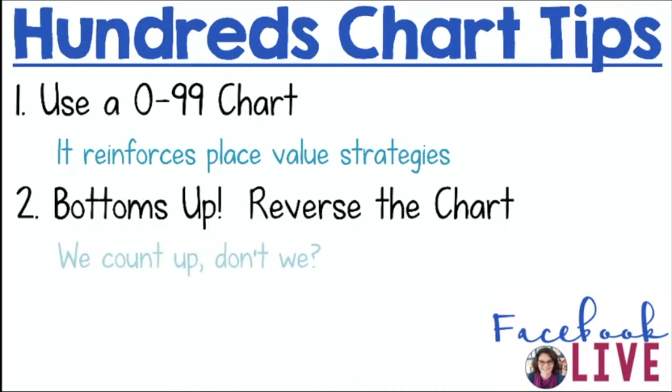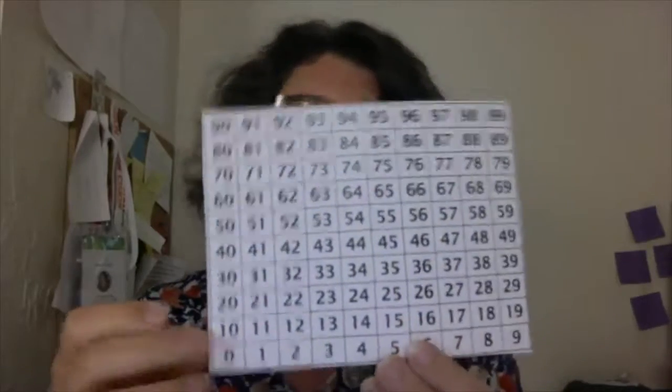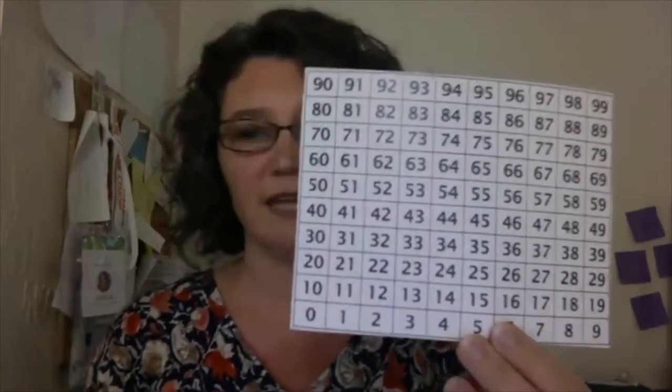We count up, don't we? So some of my students have found success in a hundreds chart or a 0 to 99 chart. You can do it with either chart, but I've done it with a 0 to 99 chart that's reversed. So 0 starts at the bottom, and then we're counting up. We still go to the next line when we reach that 10, but we're counting up.